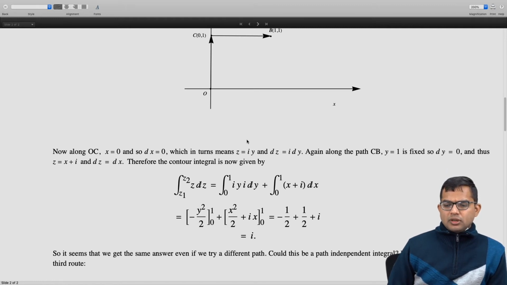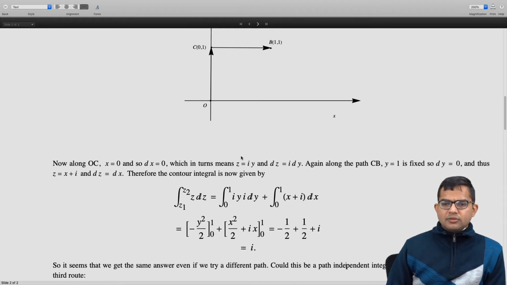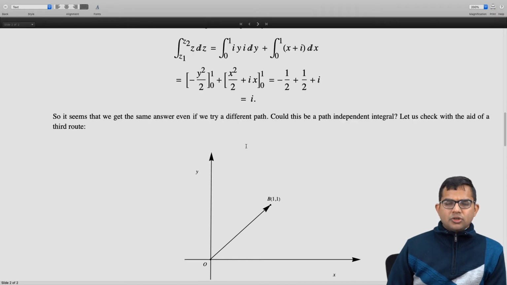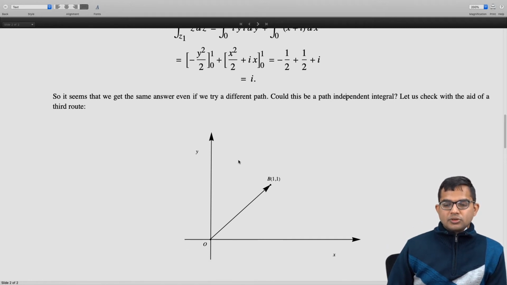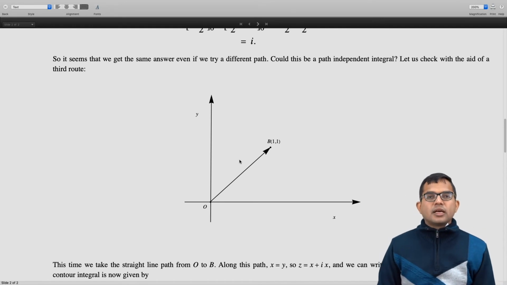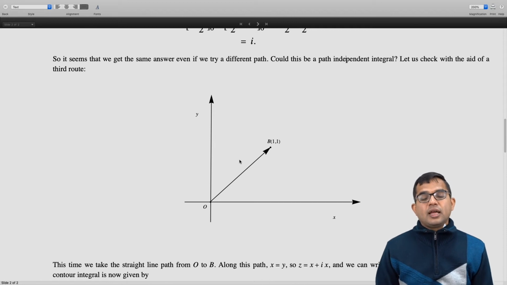So suppose we were to take the path which is a straight line from 0 to B. If we were to directly go from 0 to B, as the crow flies, the straight line path between 0 and B. If we took this path, then for this path x is equal to y. So z can be written as just x plus ix, and dz is in fact dx times 1 plus i.